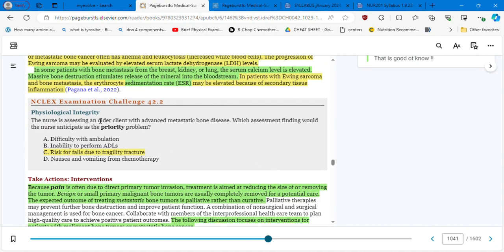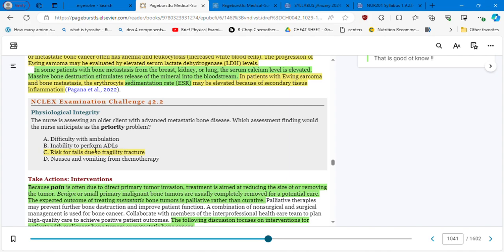The nurse, I told you last time to start first with the question in the stem of the question. So let's start here. Which assessment finding would the nurse anticipate as the priority problem? Meaning, what is the priority for the nurse to consider? Now we are reading the question. The nurse is assessing an older client with advanced metastatic bone disease. That's it. What is the most important thing that I need to check in this type of patient?